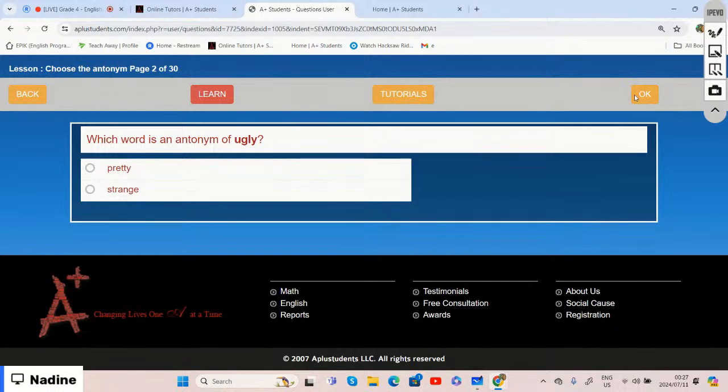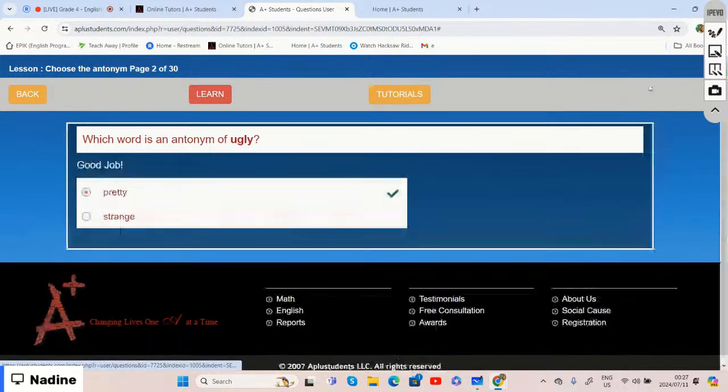All right, and if we were to choose the correct option, the opposite, the antonym of ugly, we will say the opposite of ugly is pretty. Because if something is not ugly, they are pretty. If something is not pretty, they are ugly. So well done.